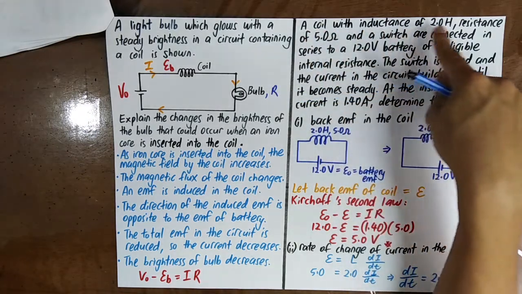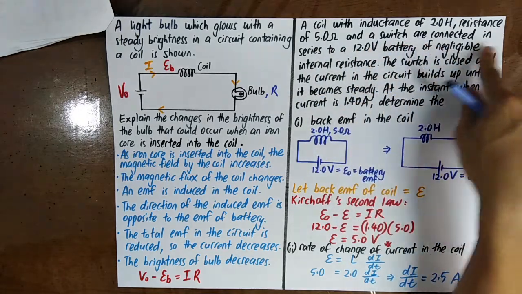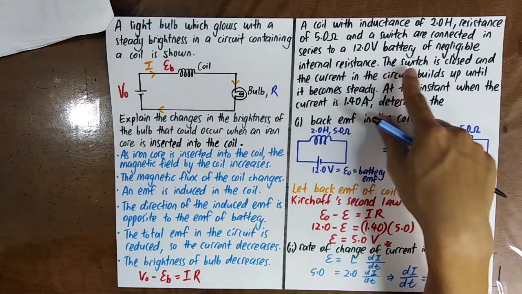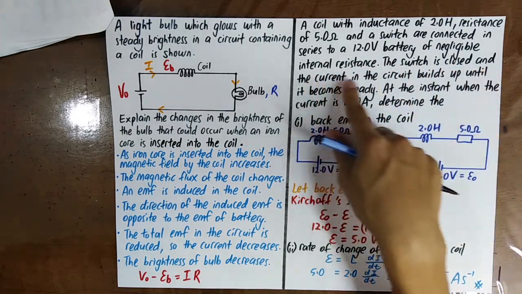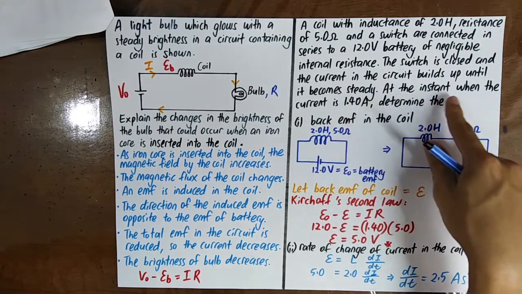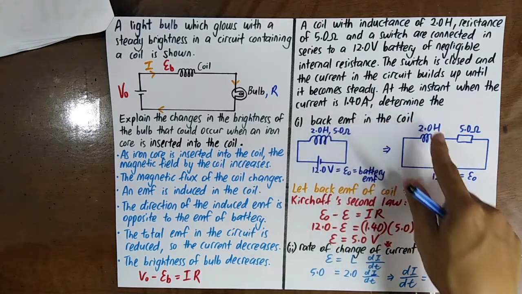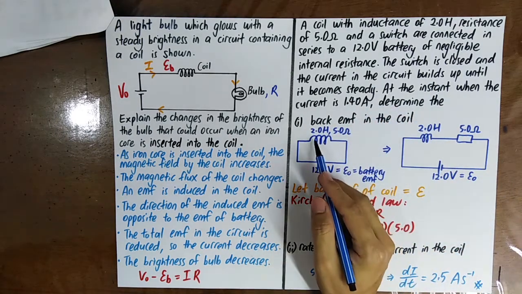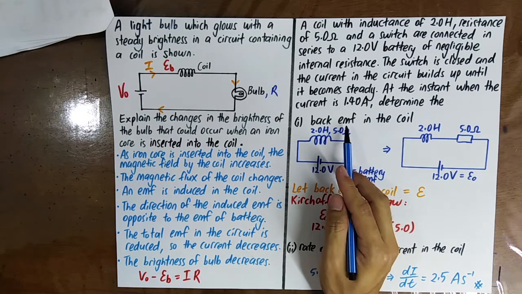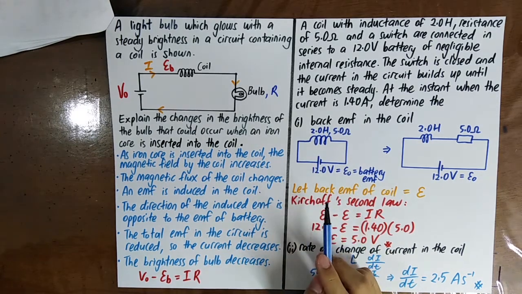A coil with inductance of 2 Henry, resistance of 5 ohm, and a switch are connected in series to a 12-volt battery of negligible internal resistance. The switch is closed and the current in the circuit builds up until it becomes steady. At the instant when the current is 1.4 ampere, please determine the back EMF in the coil. Okay, so you know that the coil has some inductance and also has some resistance, and it's connected to a battery with the EMF 12 volt.